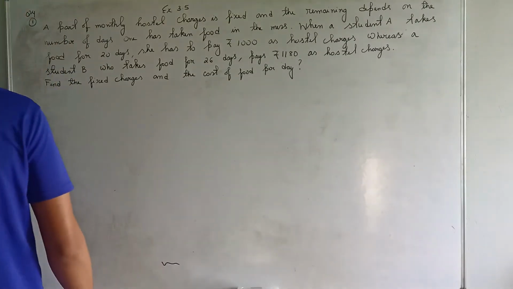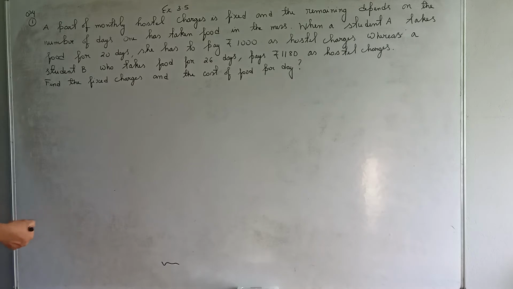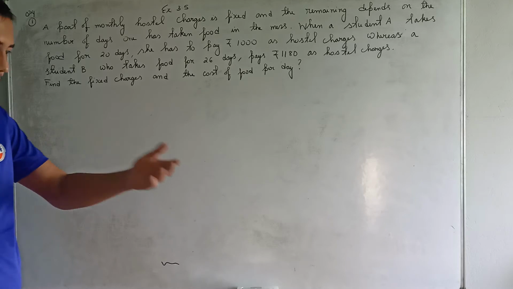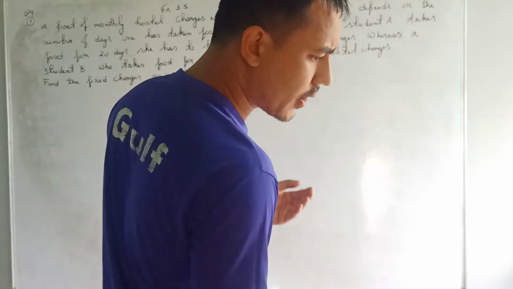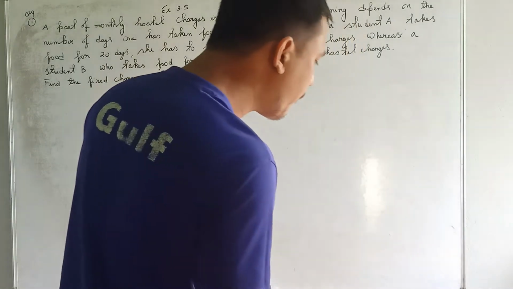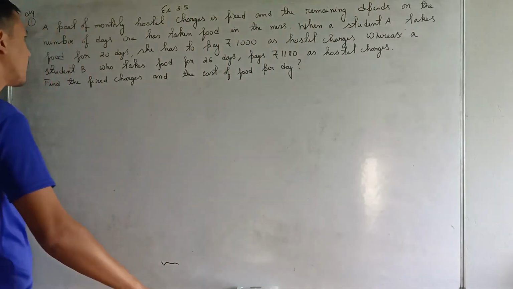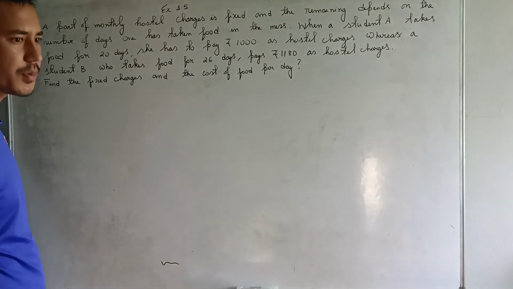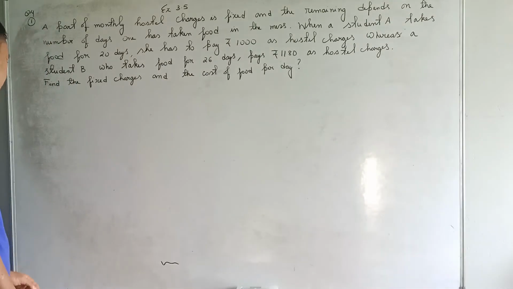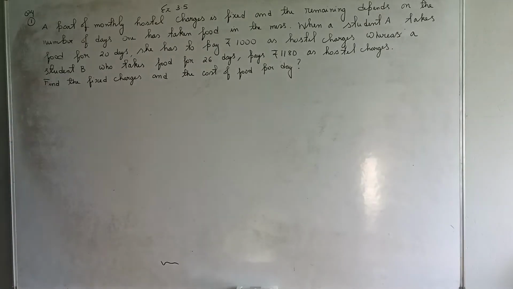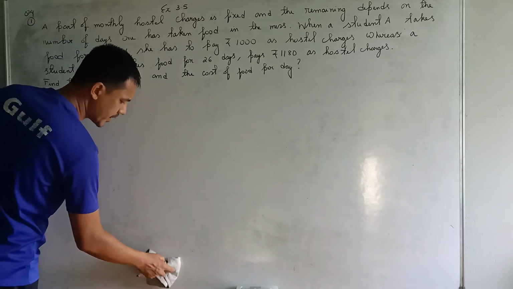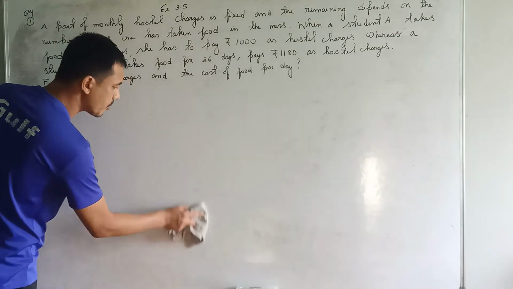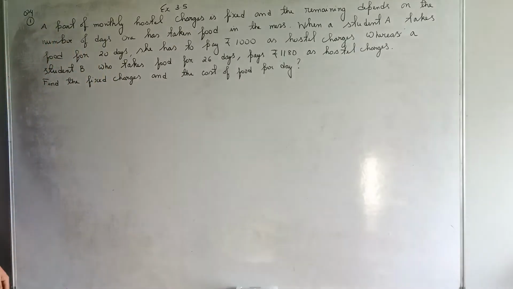Today in this class, we solve exercise 3.5, question number 4, okay? When you look at the question, it says you are asked to form a pair of linear equations from the following problems and solve them by any algebraic method. It's not necessary that you do it by the substitution method or elimination method or cross multiplication method, okay? Depending upon the equations, you can choose any suitable method, alright?